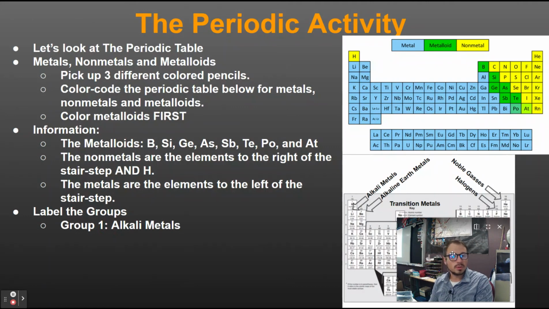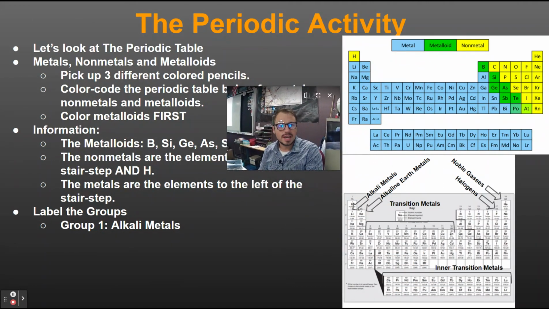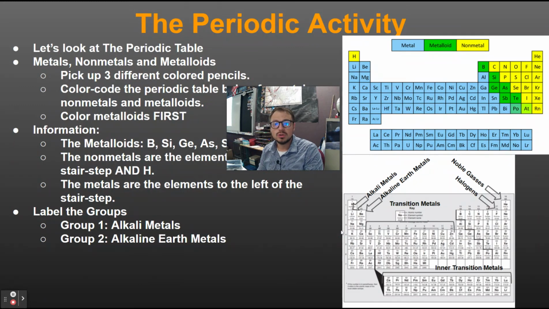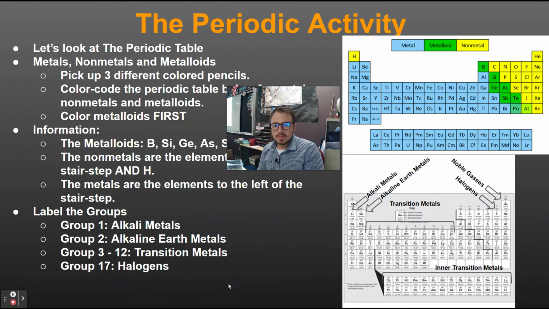Then I had you label the group. So we established the metals, metalloids, and non-metals, but now certain groups, those columns, have different names. So group 1, those are the alkali metals. Those have 1 valence electron. Group 2, those are the alkaline earth metals. Those have 2 valence electrons. Now group 3 through 12, those are called the transition metals. Now, we're going to skip 13, 14, 15, and 16 for now.